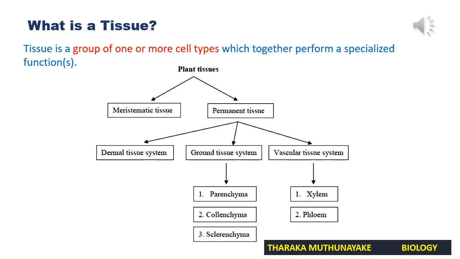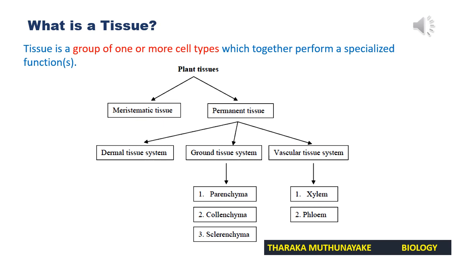Okay. In a plant, basically, we can identify different types of tissues. Those tissues can be basically divided into two categories. Those are meristematic tissues and permanent tissues. Look at the flow chart in the slide. Meristematic tissues consist of continuously dividing cells, but they are undifferentiated. Permanent tissues consist of differentiated cells.